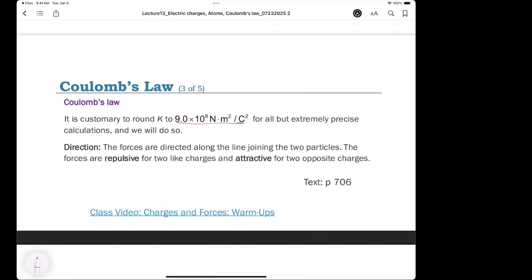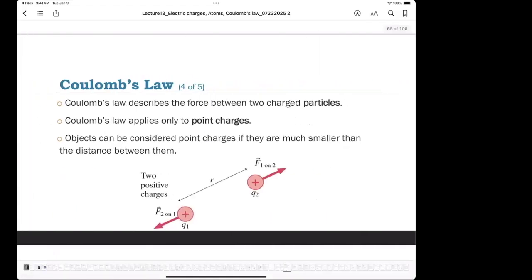If there are two like charges, it means one is positive and the other is positive, or one is negative and the other is negative. For two like charges, the forces are repulsive. And if there are two opposite charges, one positive and the other negative, then the forces are attractive. You can see a video for this one.